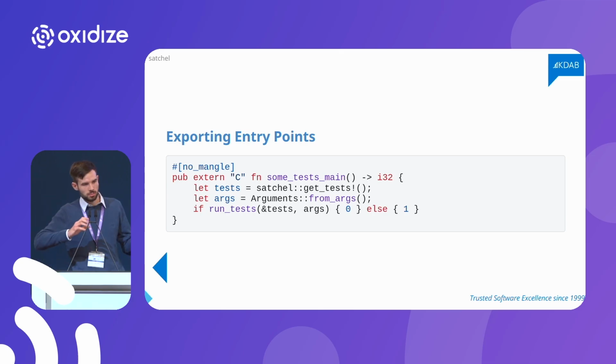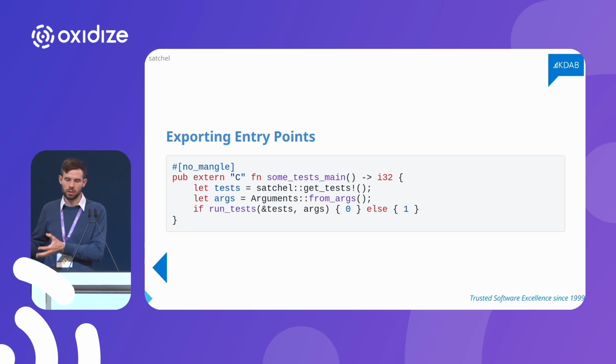And so just having the ability to flip it onto its head and call the cargo test runner or something akin to it from C++ was really, really valuable. And with this, it is as easy as just putting extern C on your main function and exporting it to whatever downstream system you need.